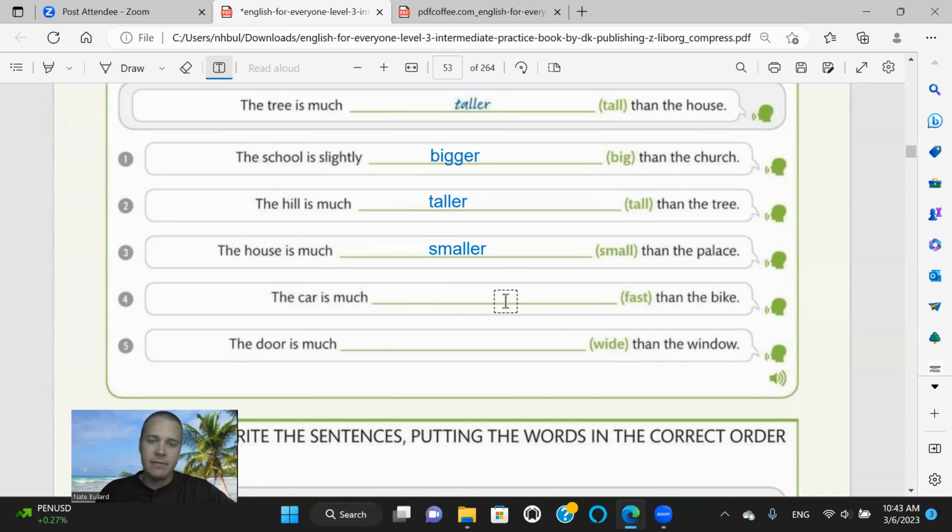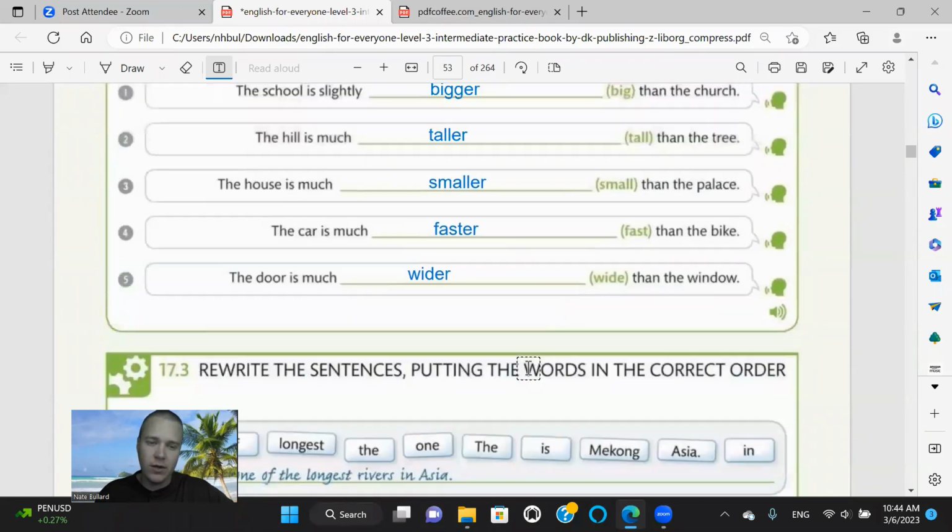The car is much fast than the bike. This one is going to be the car is much faster than the bike. The door is much blank than the window. This one is going to be the door is much wider than the window. The door is much wider than the window.